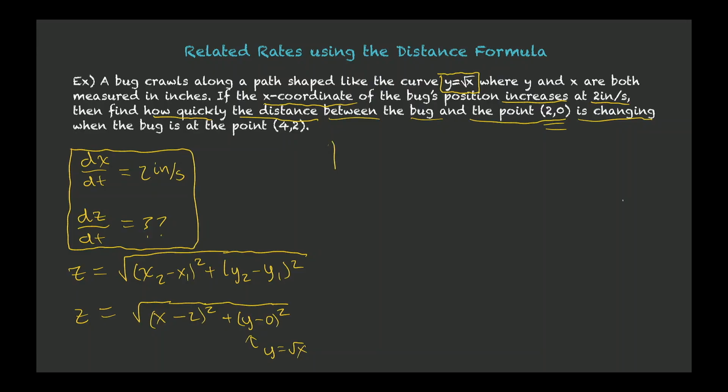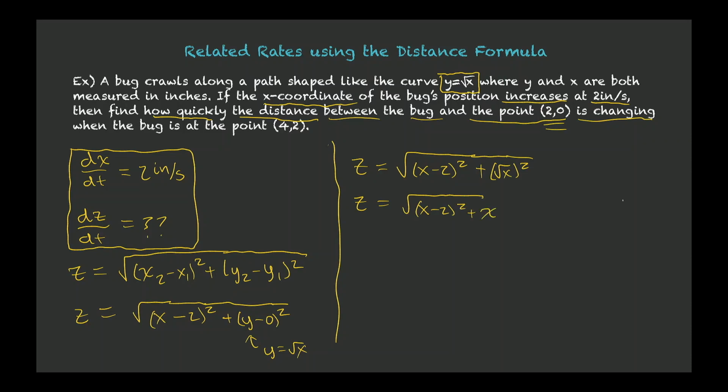So we're going to plug that in, and we'll end up with z is equal to the square root of (x minus 2) all squared plus, and when we plug in y is equal to the square root of x, we'll get the square root of x all squared, and this will all simplify down to z is equal to the square root of (x minus 2) all squared plus x. So that's step number 2 in our key steps of doing a related rates problem.